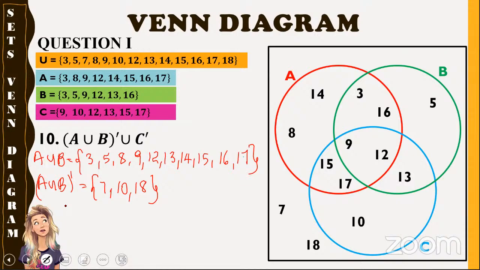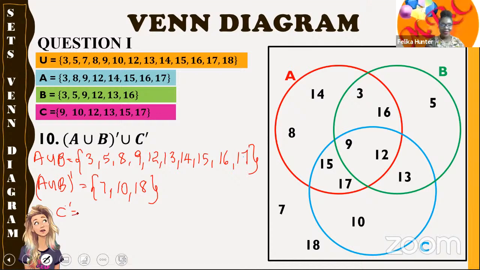So I said, put everything together, miss what is not. So do I have C complement already? Do I know what C complement is? No. Okay, so I need to find C complement first. Then I can put them together. So tell me what C complement is.